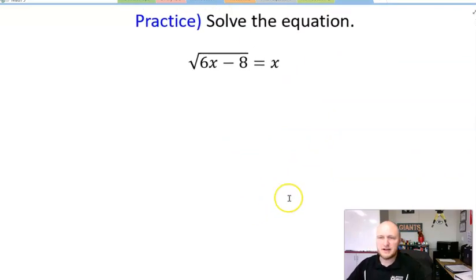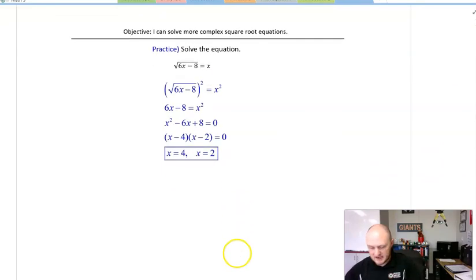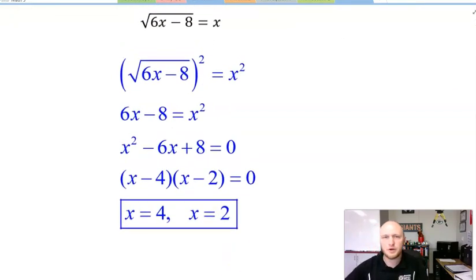Okay, here's another practice problem. Try this example. I'll show you the answer here in a second. All right, here is the solution. This one has a double solution. What? Both can work? Yes. You can have two answers.